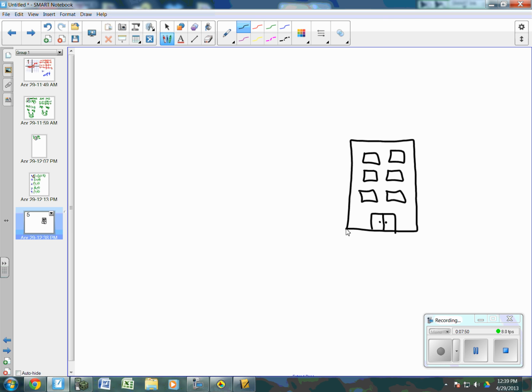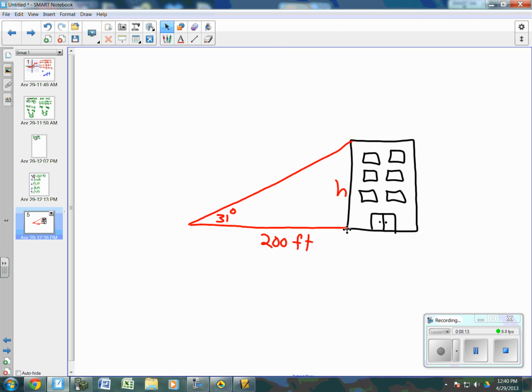Okay, and so you take your tape measure and you string it out along the road, and let's say you go out 200 feet. And you measure up to the top of this building, and you measured an angle of 31 degrees. And you want to know how tall this building is. You don't even have to go on top of the building and drop a tape measure down. You could do it without going on top of the building by using trigonometry right here.